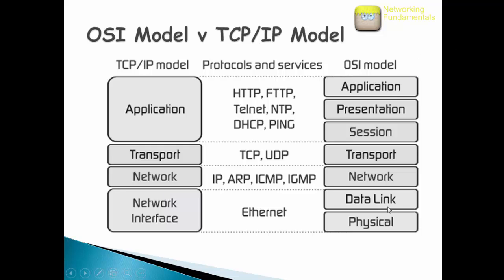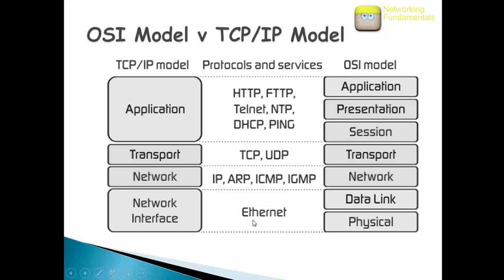And then over on the right hand side you've got your OSI model, which is your application, presentation, session, transport, network, data link, and physical layer. So these are the 7 layers of the OSI model. These are the 4 layers of the TCP/IP model. And then between each of these you can see the protocols and services that are actually involved in order to make all this communication happen.